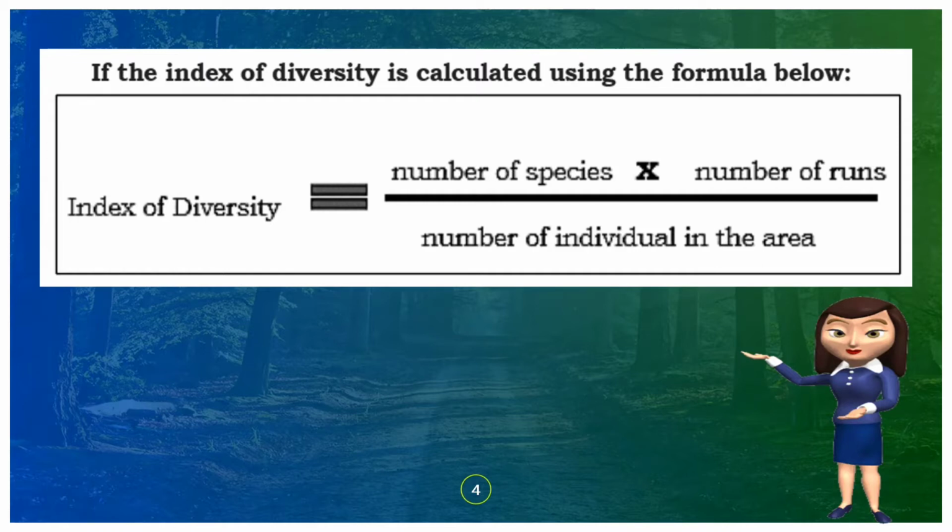Next, number of runs. When we say number of runs, it's the number of the same kind of animal in a row. For example, how many pigs do we have? How many chickens do we have? How many goats do we have? And the next one is the number of individuals in the area.